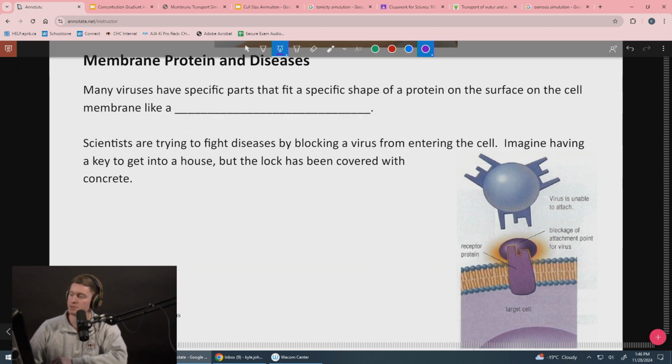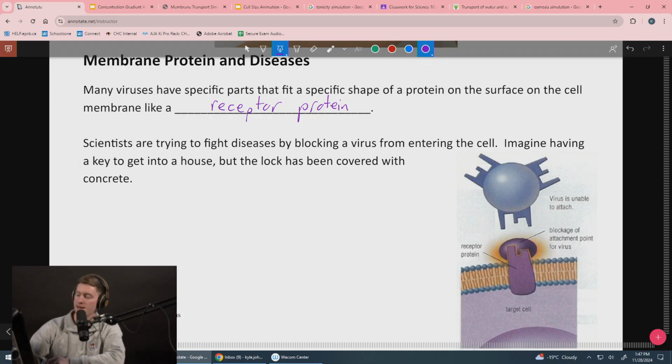Many viruses have specific parts that fit a specific shape of a protein on the surface of the cell membrane, like a receptor protein. Scientists are trying to fight diseases by blocking a virus from entering the cell. You could use a medicine to block the receptor protein to prevent the virus from trying to go in. So imagine if the virus had a key to get into the house, but then you cover up the lock with concrete with your pharmaceutical here to prevent the virus from attaching.